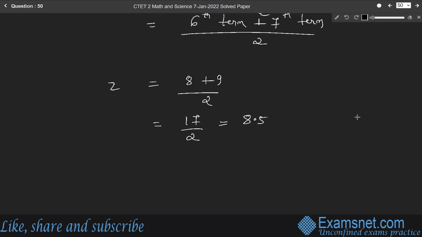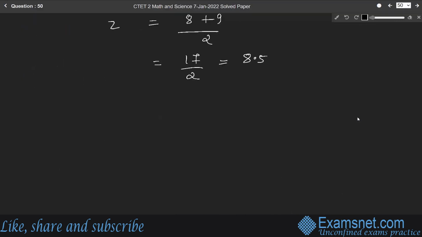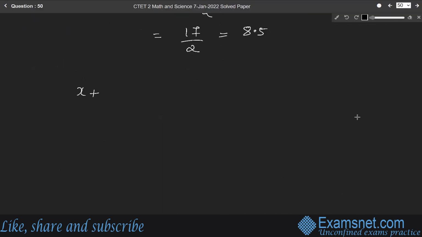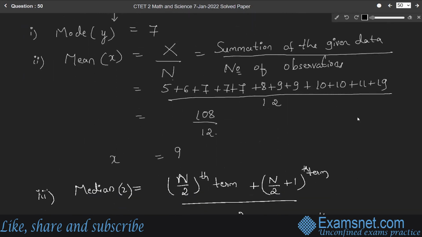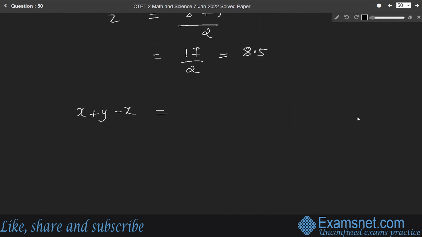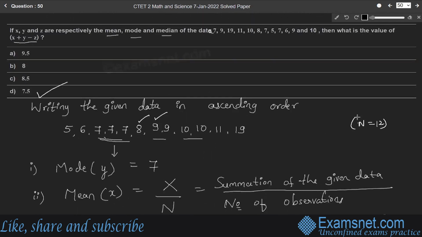8.5. Therefore, the question is x plus y minus z. So, x plus y minus z is equal to, here x is mean. Mean is 9 plus y is 7. 9 plus 7 minus 8.5, which is 16 minus 8.5, which is 7.5. Therefore, the answer is option D.